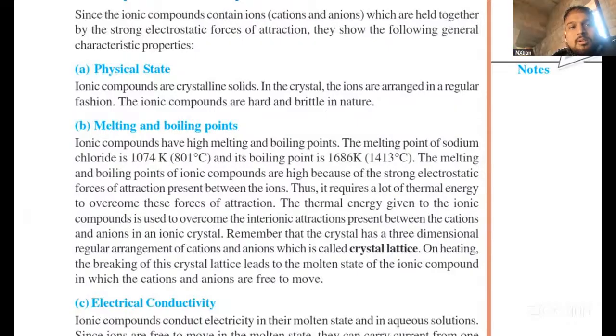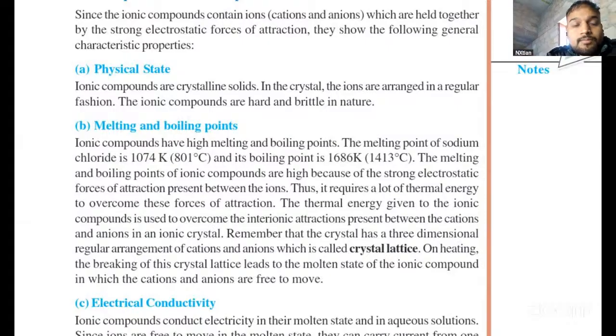So they are basically the crystalline solid type. Like they are crystals, you know, the salt, sugar, they all are basically made up of ionic compounds. Got it? Yes, sir.